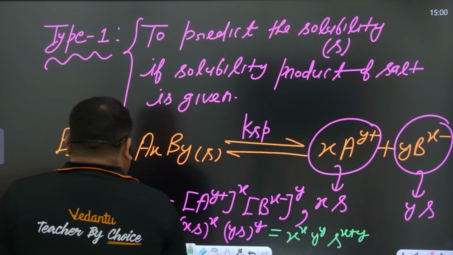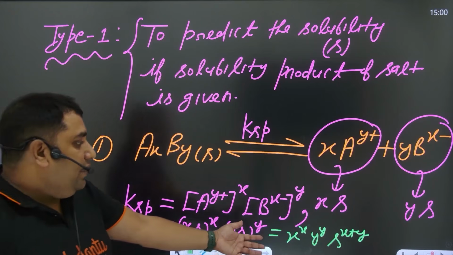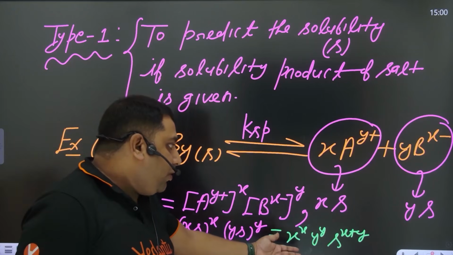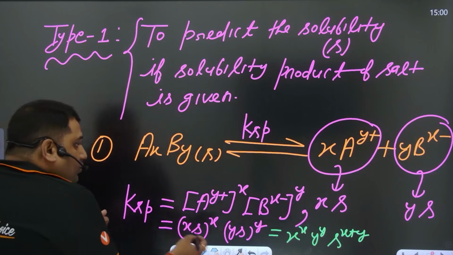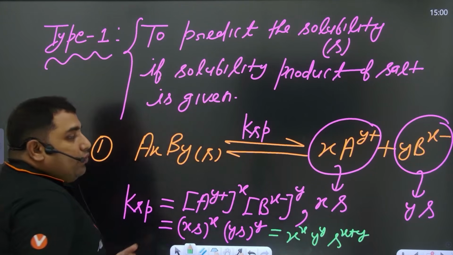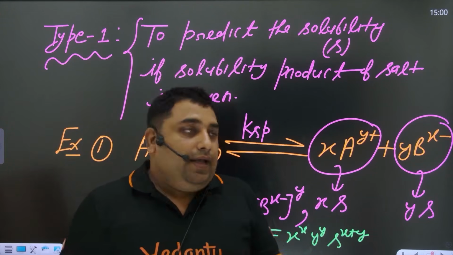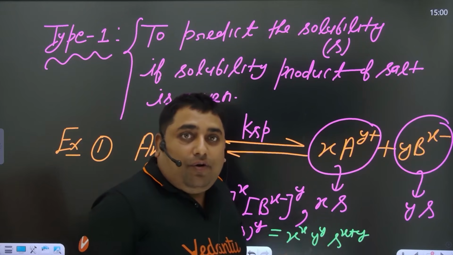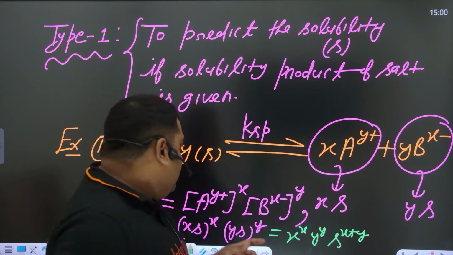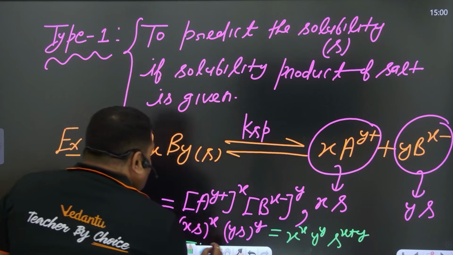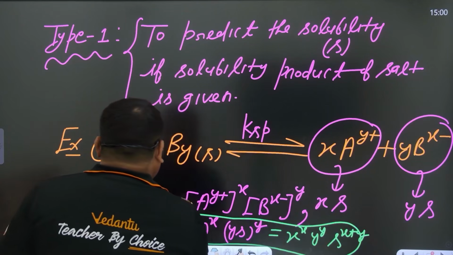So you get the expression for KSP as x^x, y^y and S^(x+y). So using this expression, you are able to calculate solubility product, right? If solubility is given. Now if solubility product is given, then how to calculate the solubility? So see, using the same expression, we are able to calculate, right?